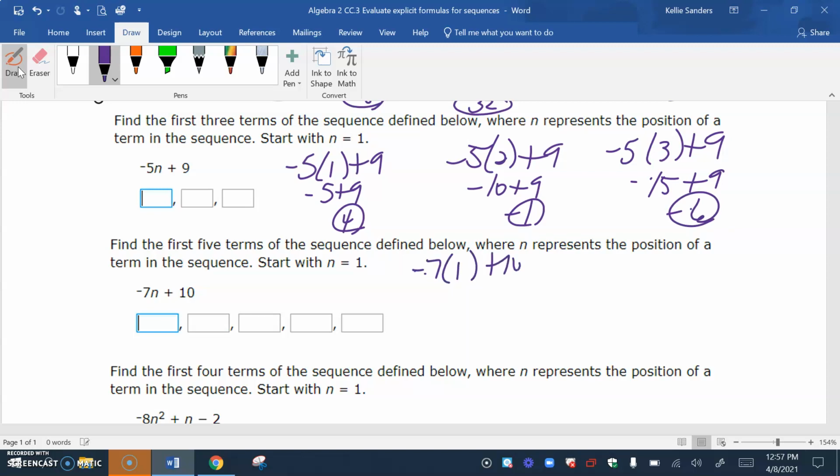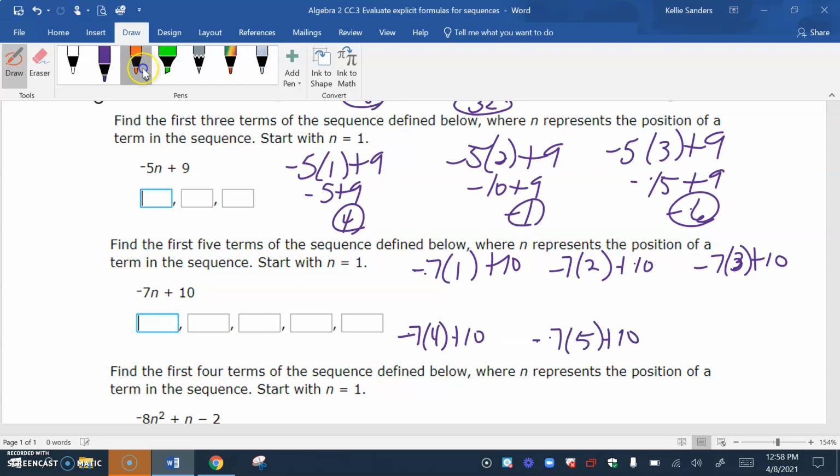-7 times 1 plus 10. -7 times 2 plus 10. -7 times 3 plus 10. I have to do it 5 times because there's 5 blocks. So -7 times 4 plus 10, and -7 times 5 plus 10. So this would be -7 plus 10, which would be 3. -14 plus 10, which is -4. -21 plus 10 is -11.